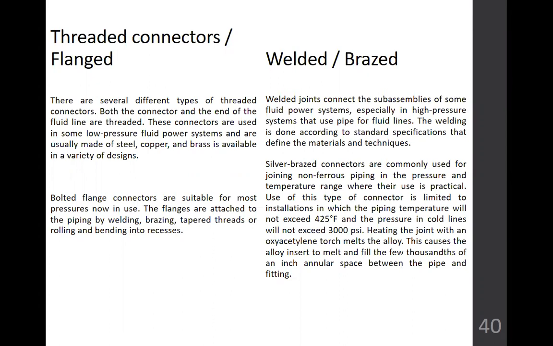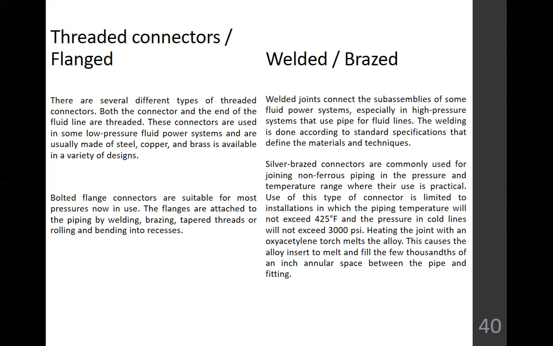Threaded connectors and flange type. There are several different types of threaded connector. Both the connectors and the end of the fluid line are threaded. These connectors are used in some low-pressure fluid power systems and are usually made of steel, copper, and brass. They are available in a variety of designs, male to female, for example. Flange connectors are suitable for most pressures now in use. The flanges are attached to the piping by welding, brazing, tapered sides, or rolling and bending into recesses.